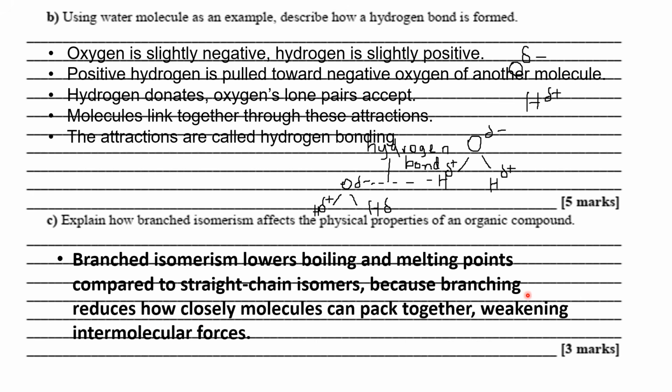Because the intermolecular forces are weakened, physical properties such as boiling and melting points, density, viscosity, and many others are going to reduce. 3 marks. The boiling and melting points compared to straight chains are lower, 1 mark. Why? Because branching reduces how closely molecules can pack together, 1, and reduces intermolecular forces, another 1.